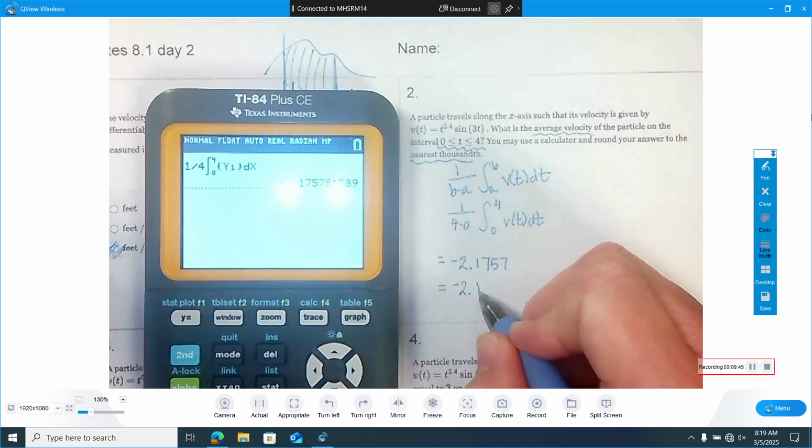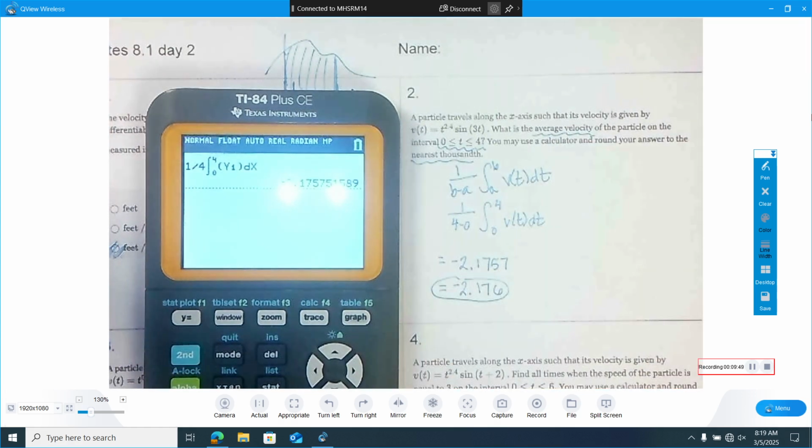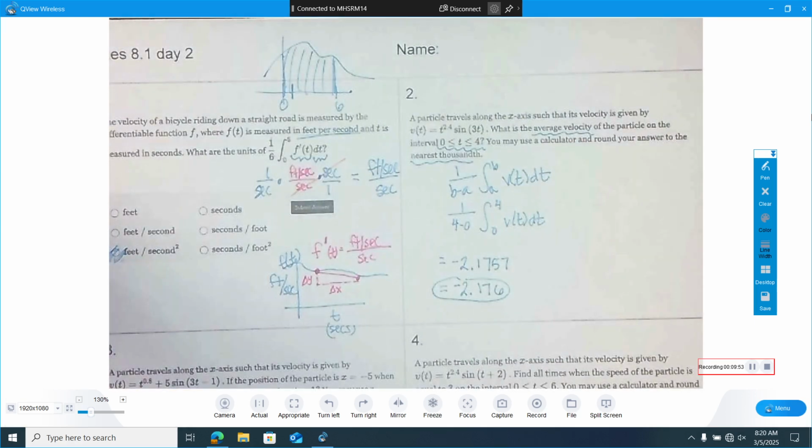negative 2.176. So sorry, for Delta Math, you need to follow the directions. That's basically what it comes down to. What I love is just how elegant this is. This is a full 2-point answer on the AP Calculus test.